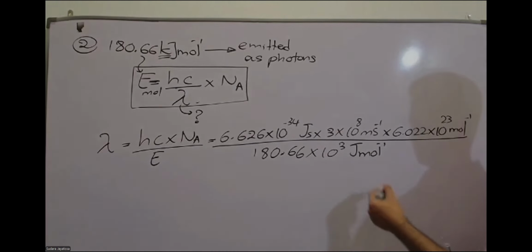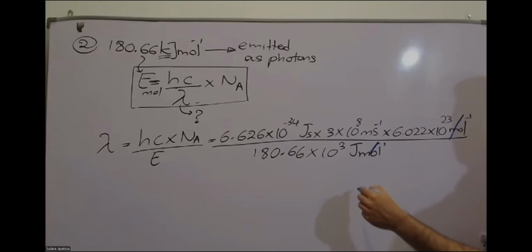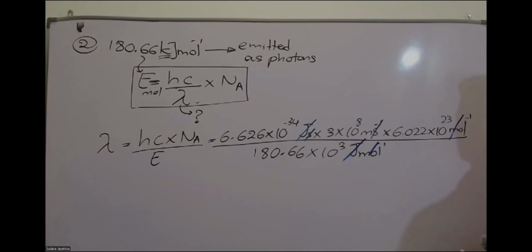Then you can see the units are all cancelling out. Only the meters will remain. See, per mole to per mole, joule to joule, second to per second, they all cancelled. Only meters will remain, so you'll be getting the answer in meters.